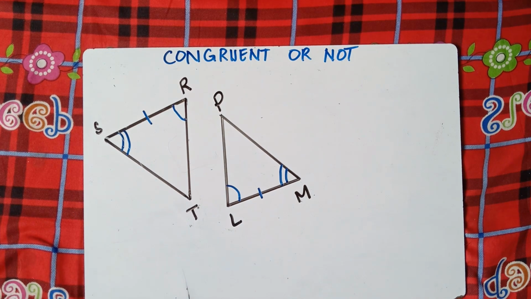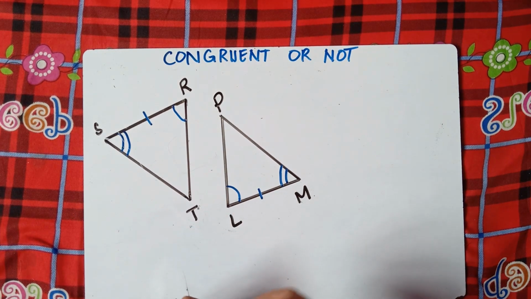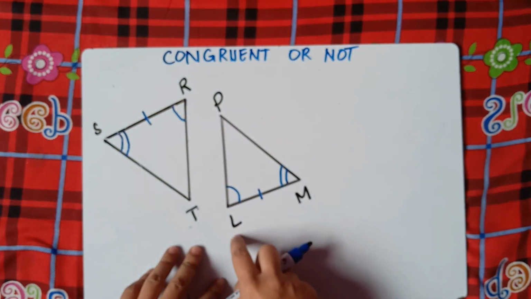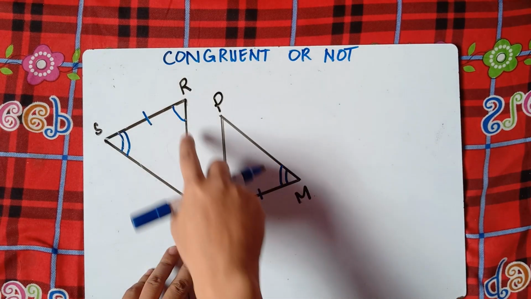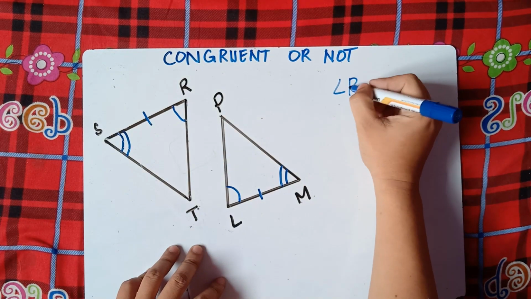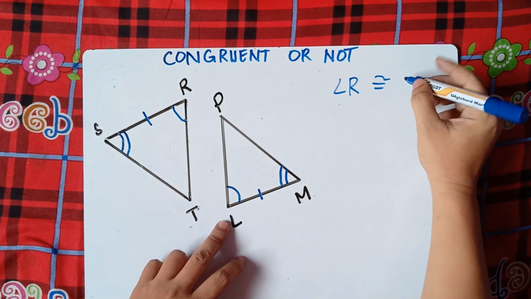So we can say that, okay, you need to check the marking, class. So we can say that this angle and this angle are congruent with regards to the marking. So we can say that angle R is congruent to angle L.